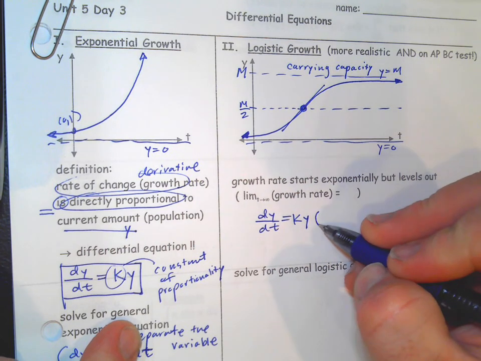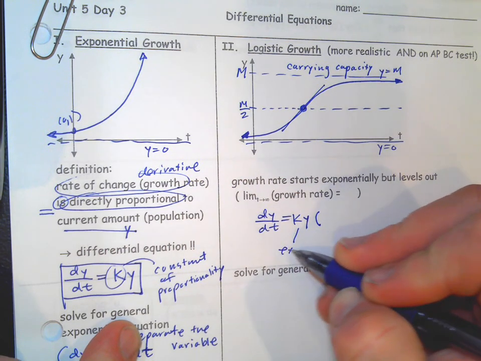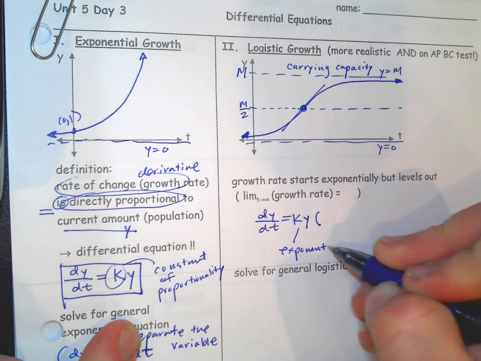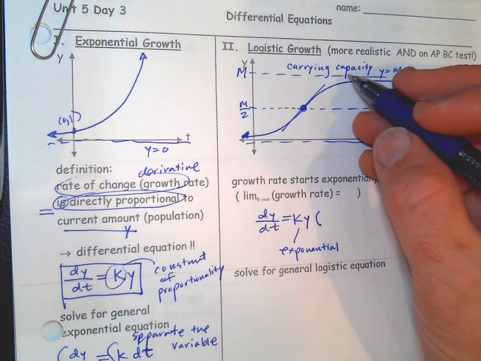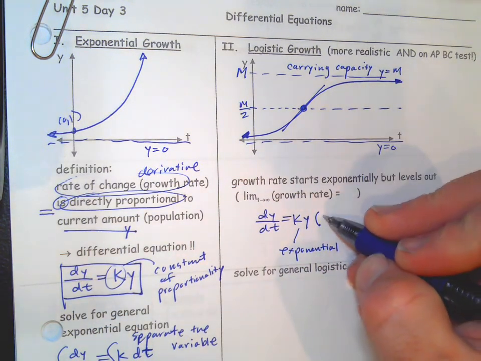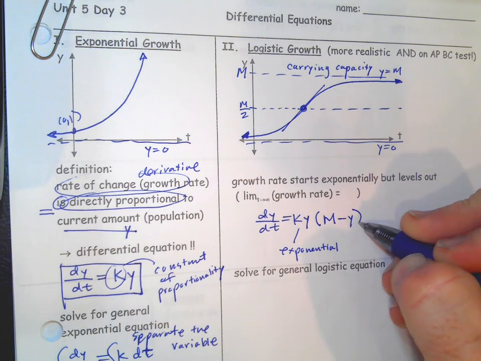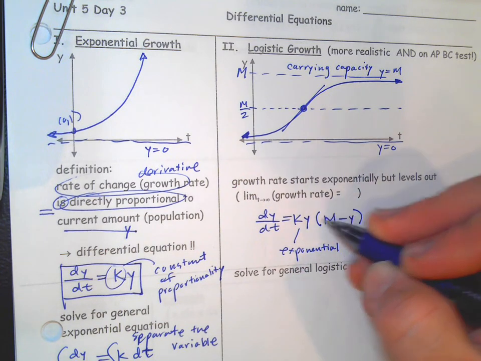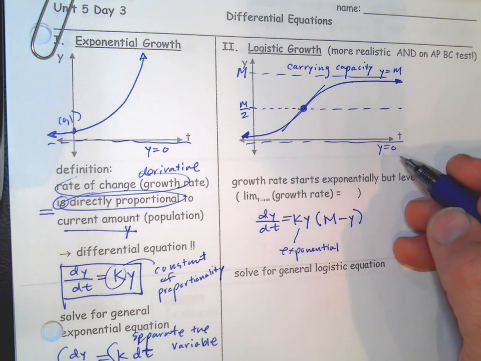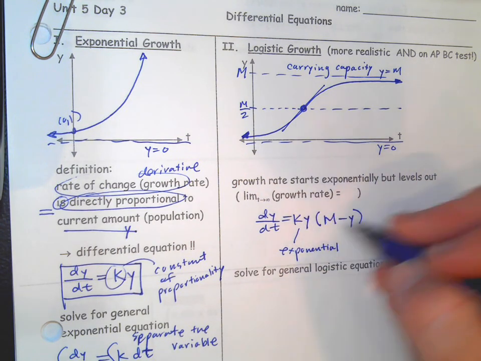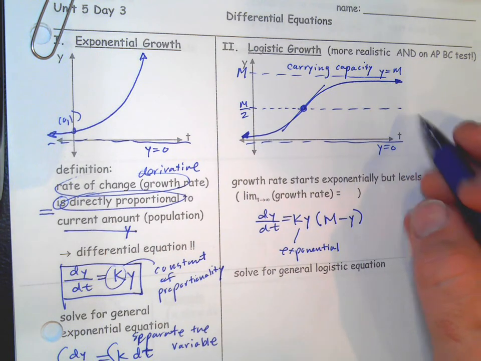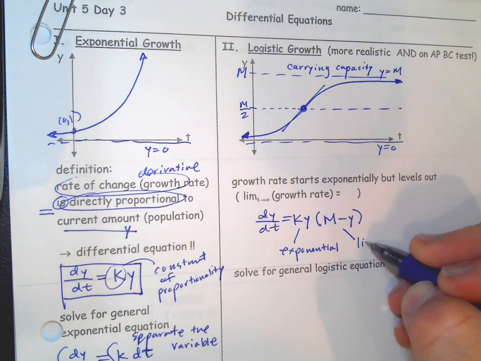But then it has this other thing, so it has this exponential part, but then it has this other part that makes it bend down as the population gets close to the carrying capacity. So it's the carrying capacity minus y. So when y is small, then this just gets wrapped up into the k value. It's all exponential. When y gets close to m, this gets really tiny and makes the whole thing get tiny. As y gets closer to m, the whole thing goes to 0, which makes it flat. So I'd call this the limiting factor.